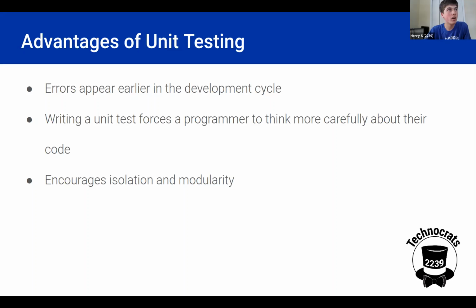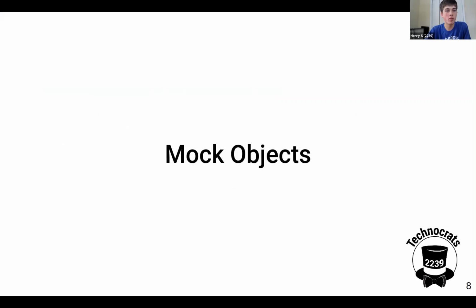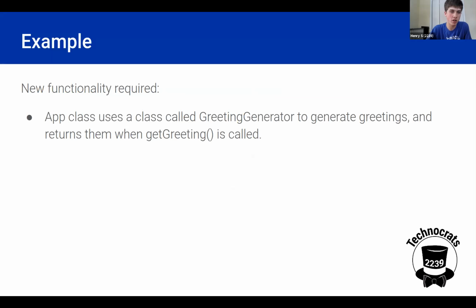Okay. The next thing that we are going to talk about is mock objects. So mock objects are a very important part of unit testing, and we're going to continue the previous example to see how we could add in a mock object. So let's say, going along with the previous example, instead of just returning hello world every time for the function get greeting, we want to use a class greeting generator to generate a greeting. And I'll show you what this looks like in one second.